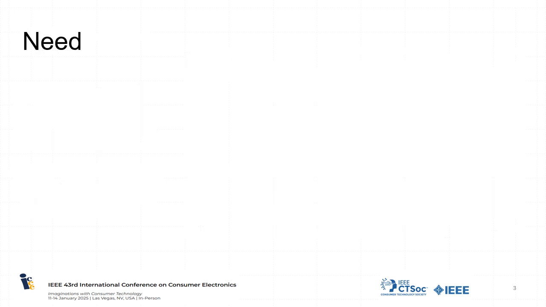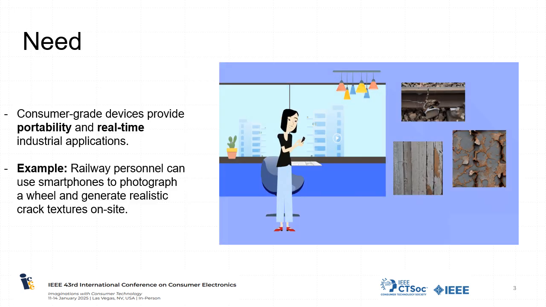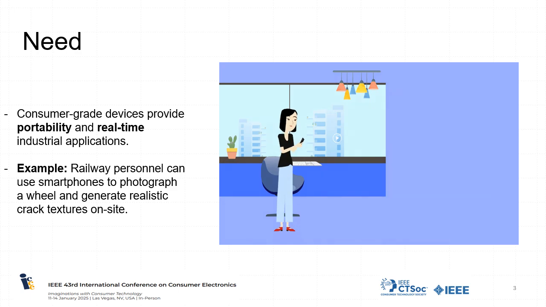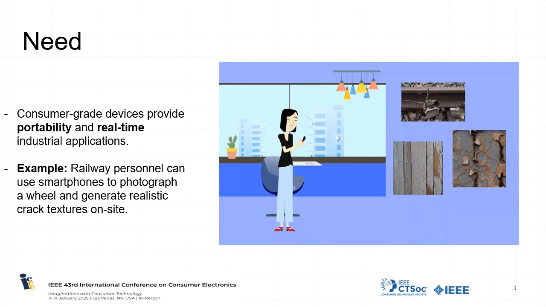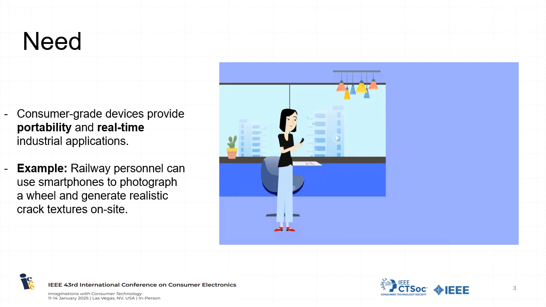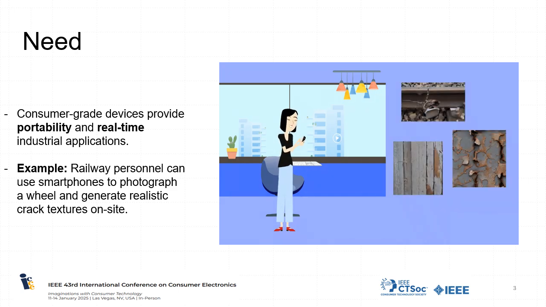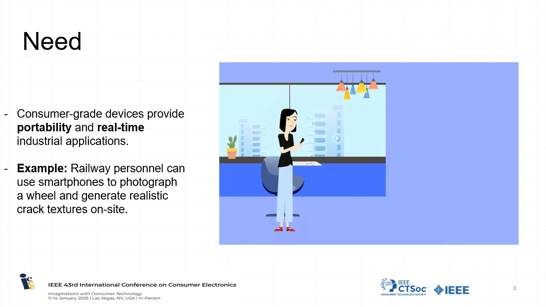Today's consumer-grade devices like smartphones and tablets offer incredible portability and interactive features, which make them ideal for industrial applications where instant decision-making is required and which need to be used in remote areas. Consider a railway inspector working in the field. They can use their smartphone to take a picture of a rail wheel and, with a mobile application, instantly generate realistic textures on the image. Such an app will help them in on-site assessment and decision making.